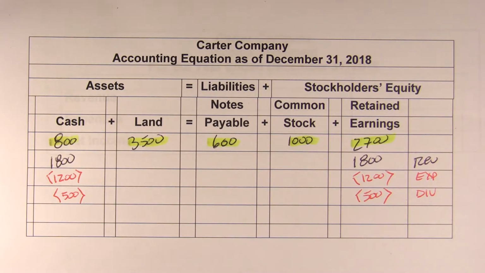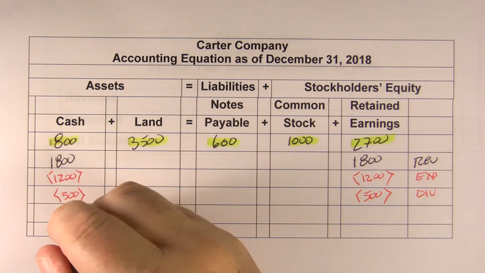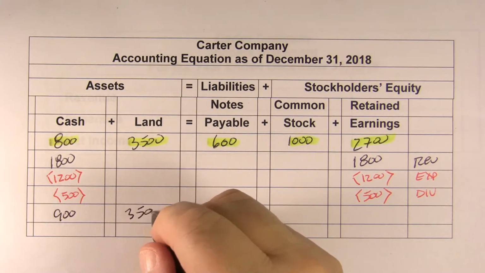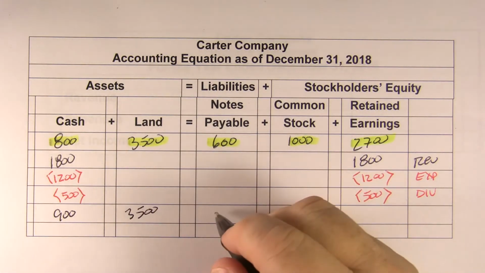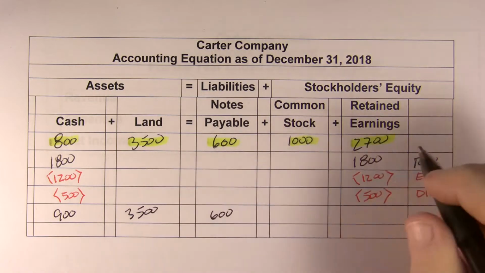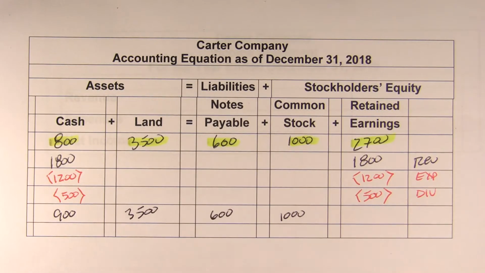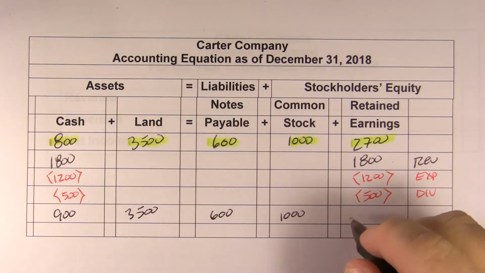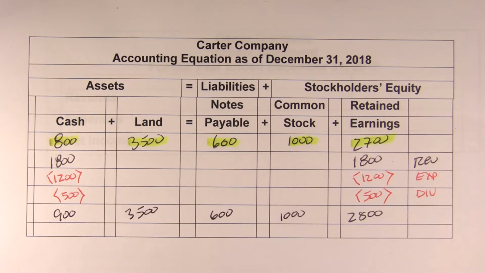Now let's total up our new numbers and see what we come up with. For cash, we come up with a total of $900. Land, nothing happens. Nothing's happened to our note payable. We haven't borrowed any more nor paid any back. We have not issued any additional common stock, but these various transactions of $1,800 in and $1,700 out have increased our retained earnings balance to $2,800 at the end of the period.